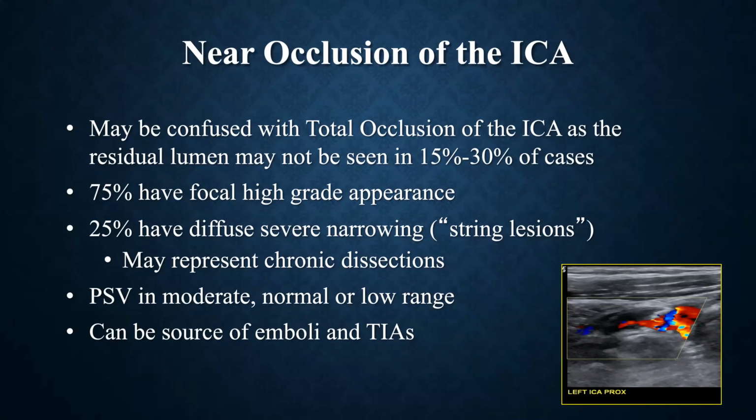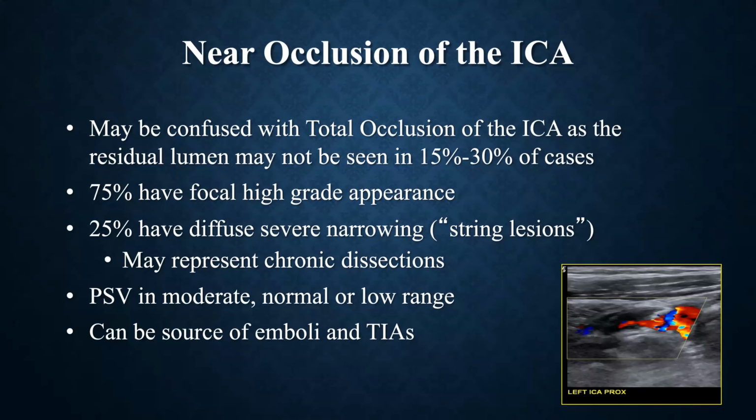And it may not be seen in up to 30% of cases. 75% will have a focal high-grade appearance. 25% will have severe diffuse narrowing, which looks like the so-called string sign, and may be the result of a chronic dissection. And that peak systolic velocity can be in the low, normal, or moderate range.